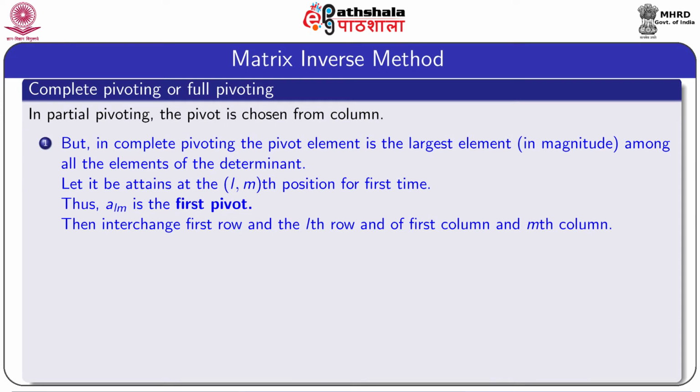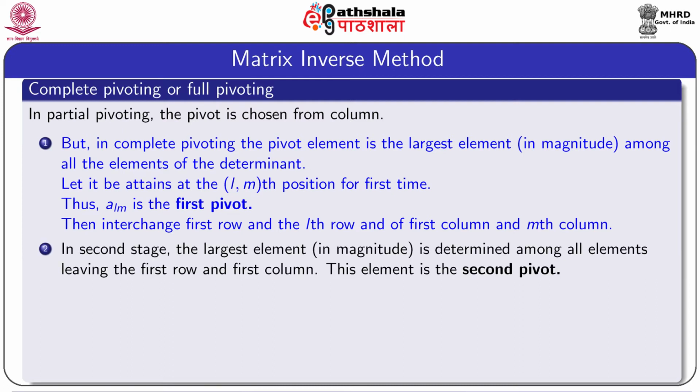If a_lm is the first pivot, then we interchange the first row and the lth row, and the first column and the mth column. That means the A11 position becomes the largest element after this interchange of the rows and columns. In the second stage, the largest element in magnitude is determined among all elements leaving the first row and first column, because the A11 element becomes the first pivot element. So, this element is the second pivot element.